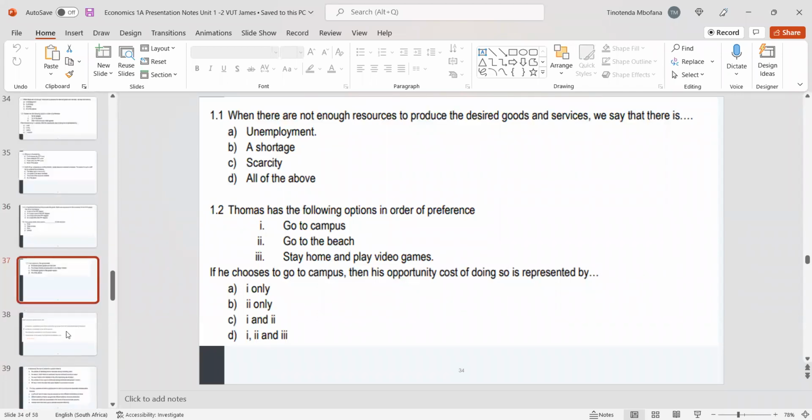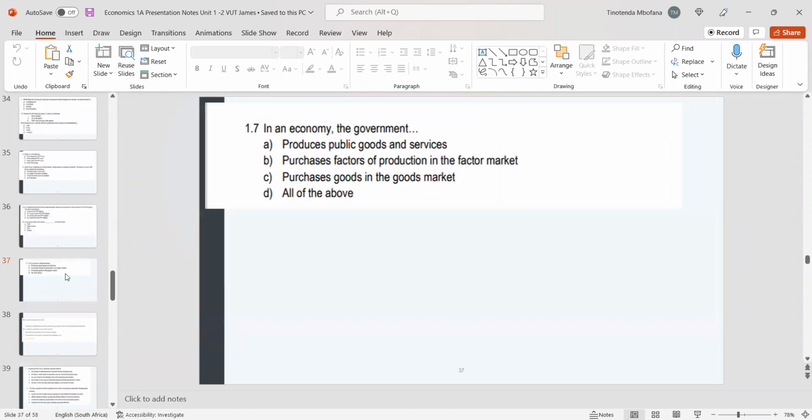Let's go to the next question. It says, in an economy, the government does what? What does the government do in an economy? A, produces public goods and services. B, purchases factors of production in the factor market. C, purchases goods in the goods market. D, all of the above. The actual answer is all of the above. That's what the government does.